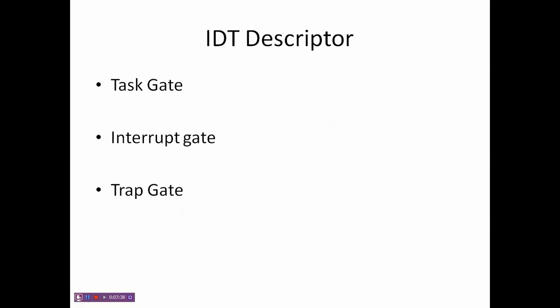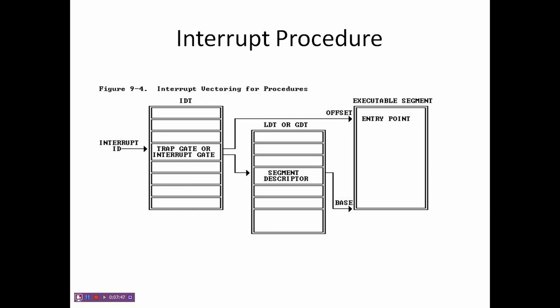The IDT contains task gate, interrupt gate, and trap gate. Now the interrupt procedure. An IDT descriptor may contain an interrupt gate, task gate, or trap gate. But for the interrupt procedure, the interrupt gate or trap gate indirectly points to the interrupt procedure. As shown in this figure, with the help of the interrupt ID, we get the trap gate or interrupt gate from the IDT, which again points to the executable segment descriptor in either the GDT or LDT. An offset field will point to the entry point of the service routine, which will service the currently occurred interrupt. In this way, the interrupt procedure takes place.